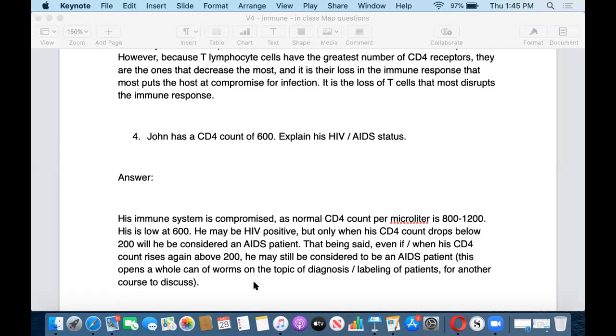So if someone has always remained above 200 in terms of CD4 count, they're considered HIV positive. If they've ever dropped below 200, they're considered to be an AIDS patient.